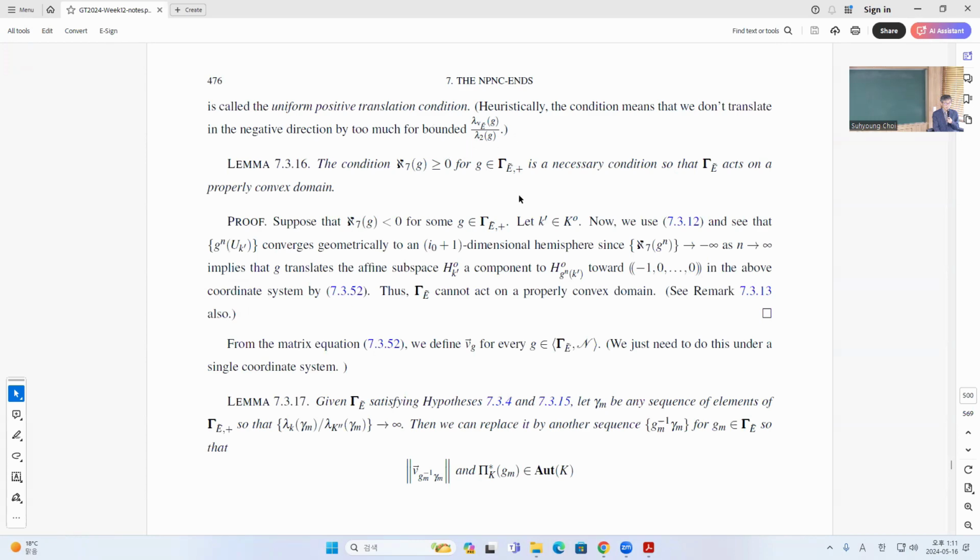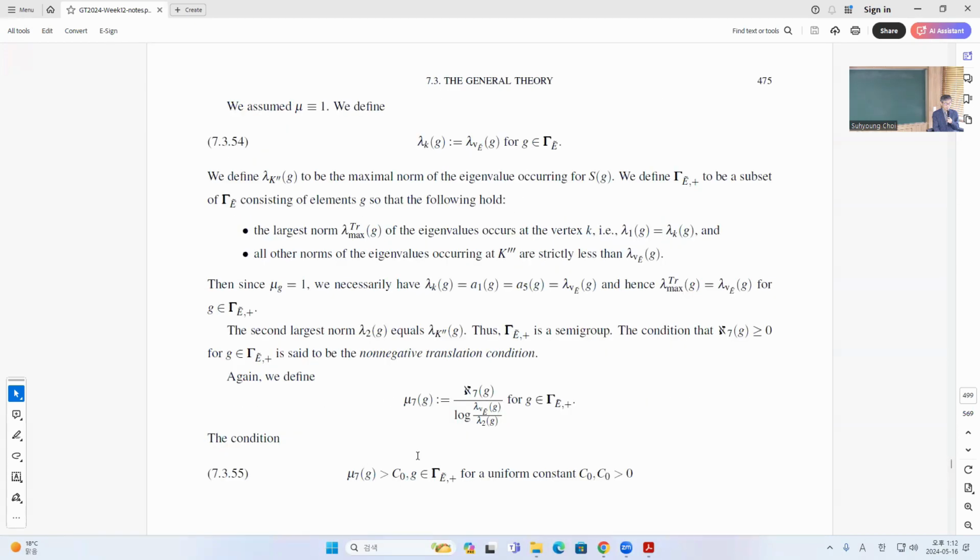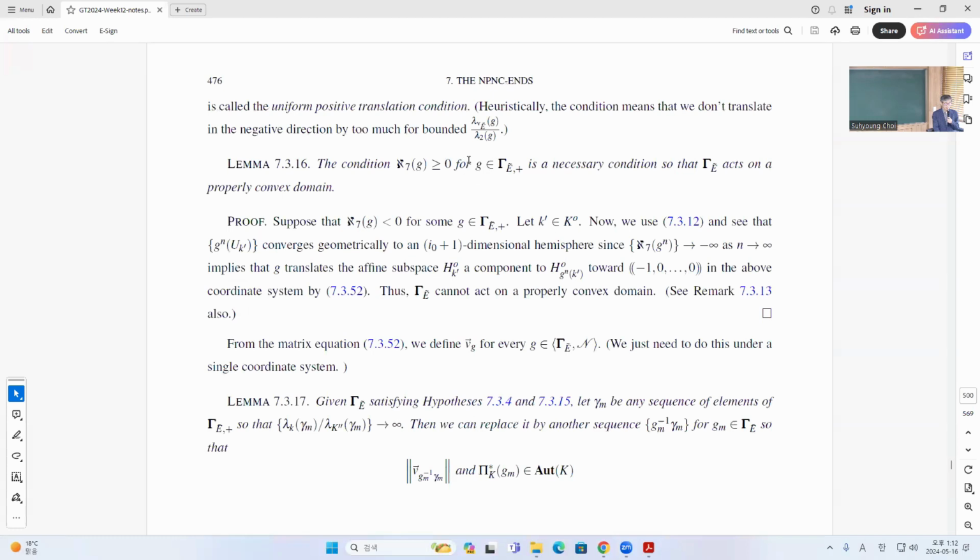Okay, so it's positive. So this condition LF7 bigger than or equal to 0 is a necessary condition so that it acts on a properly convex domain. Okay, so you need this so that this group acts properly on a properly convex domain. Because if it's negative, then we have this k prime in k0, and then we can take this mu k.